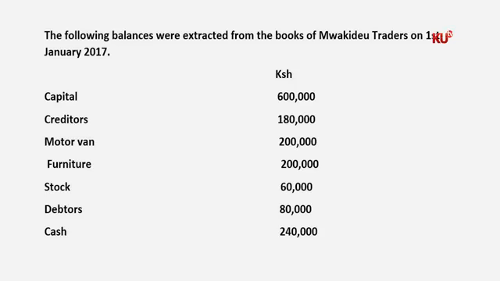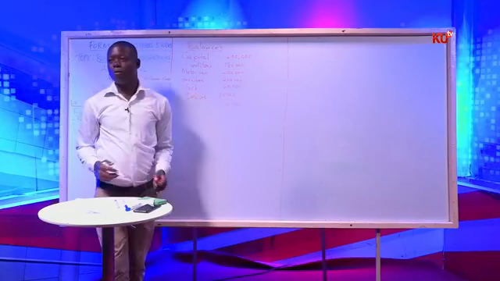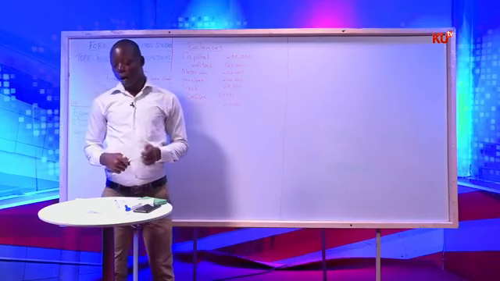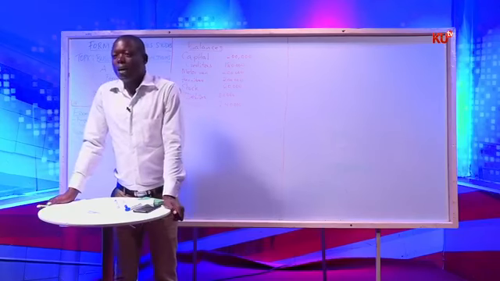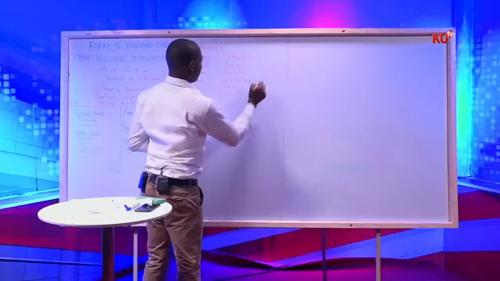And then we have cash 240,000. So just very fast, students. The first transaction which was done was that there was a sale of furniture that was worth 60,000. When we sell furniture, we reduce the furniture by 60,000.